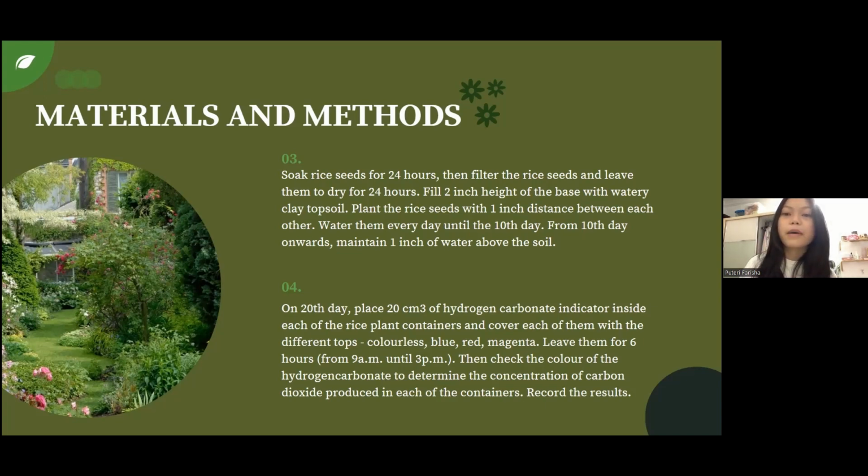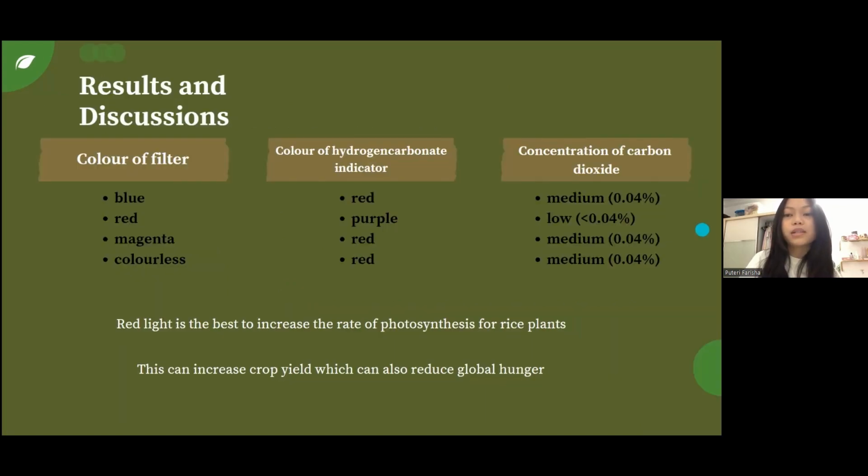The fourth step is on the 20th day. Place 20 cm of hydrogen carbonate indicator inside each of the rice plant containers and cover each of them with the different tops: colorless, blue, red, magenta. Leave them for 6 hours. Then check the color of the hydrogen carbonate to determine the concentration of carbon dioxide produced in each of the containers. Record the results. Red light is the best to increase the rate of photosynthesis for rice plants.